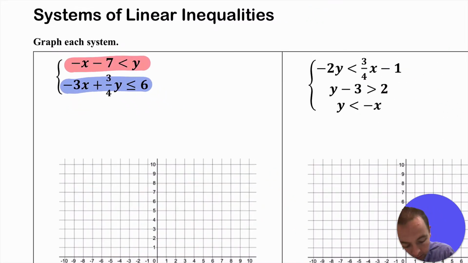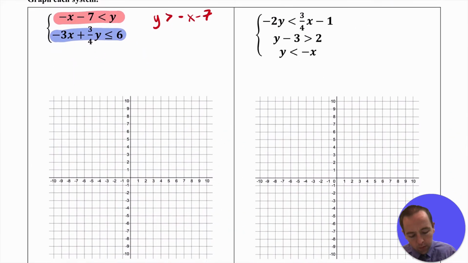So starting with the red condition right there, if we're going to graph this, we want to isolate a positive 1y, which is isolated. It's on the right-hand side. So if negative x minus 7 is less than y, really what that means is that y is greater than negative x minus 7 equivalently. So let's just go ahead and graph that red part first.